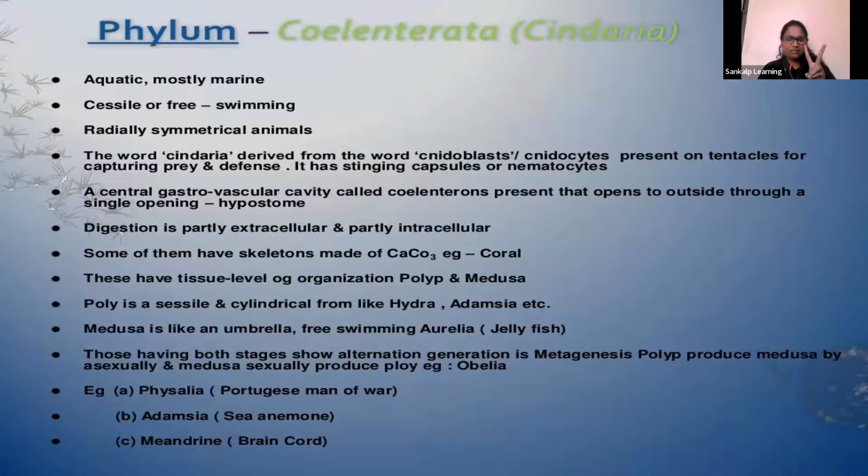They will be having two forms, polyp and medusa. Polyp will be fixed at one place only, sessile, cylindrical form like Hydra, Adamsia. Medusa will be like an umbrella and it will be free swimming. Jellyfish will come in medusa. Those having both stages show alternation of generation, polyp and medusa. Now let us solve some questions on it.